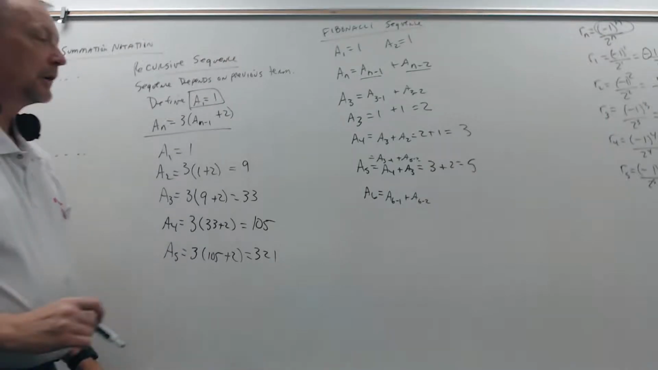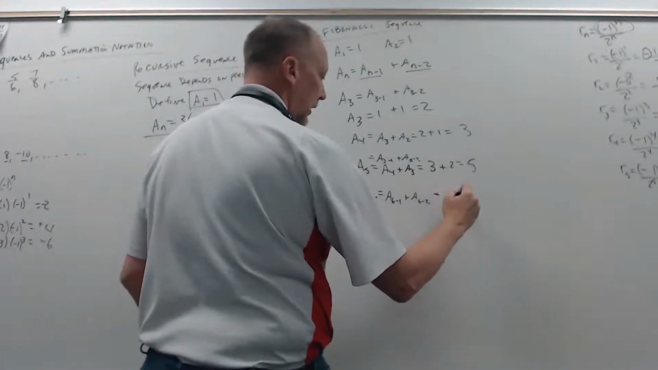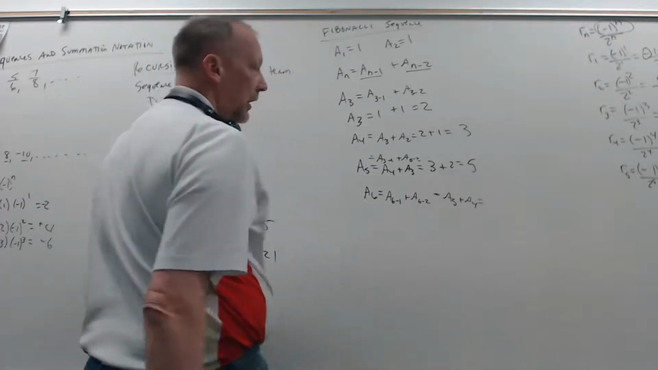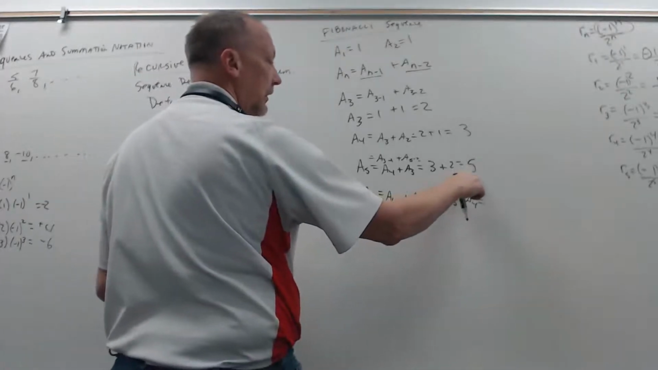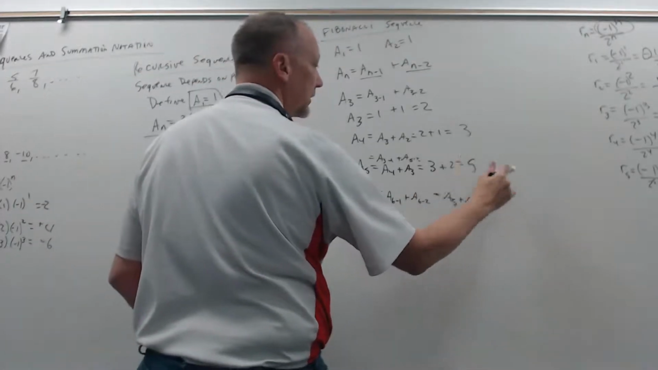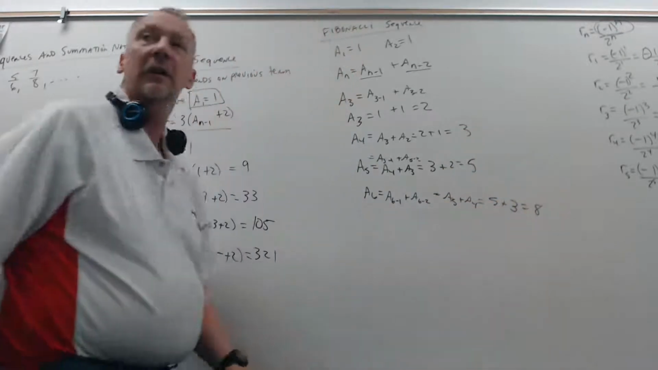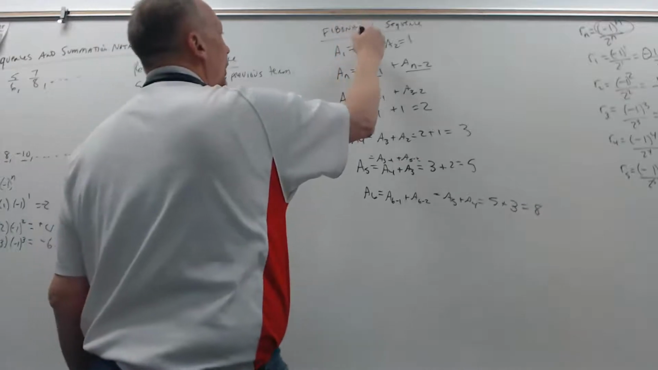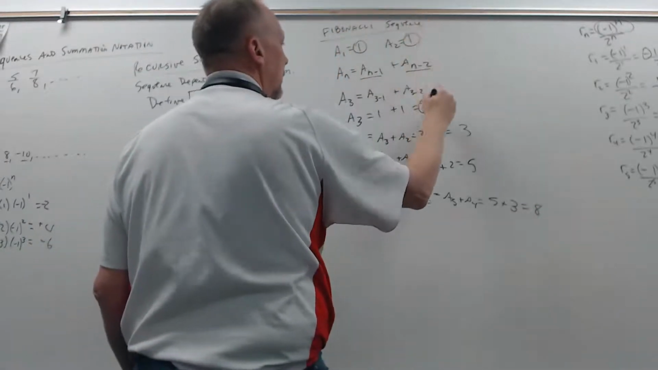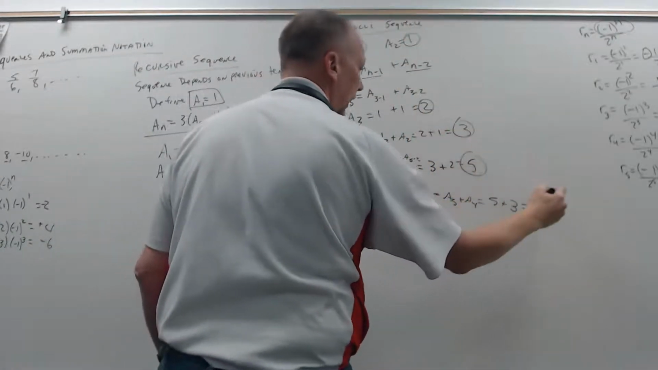That turns into a sub 5 plus a sub 4, which equals 5 plus 3, which is 8. So your sequence goes 1, 1, 2, 3, 5, 8.